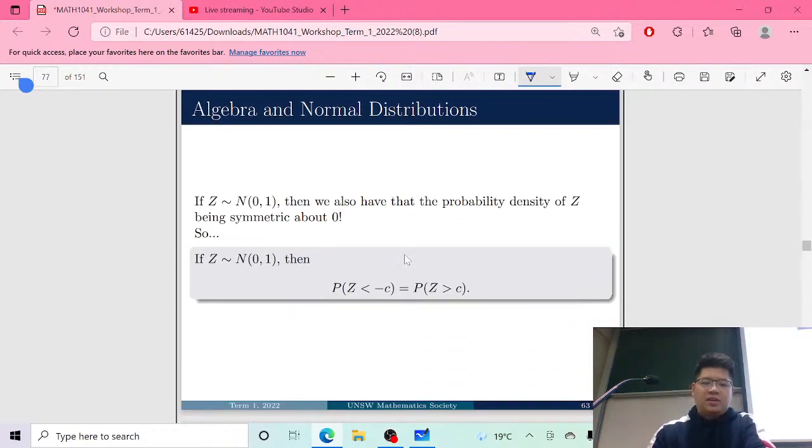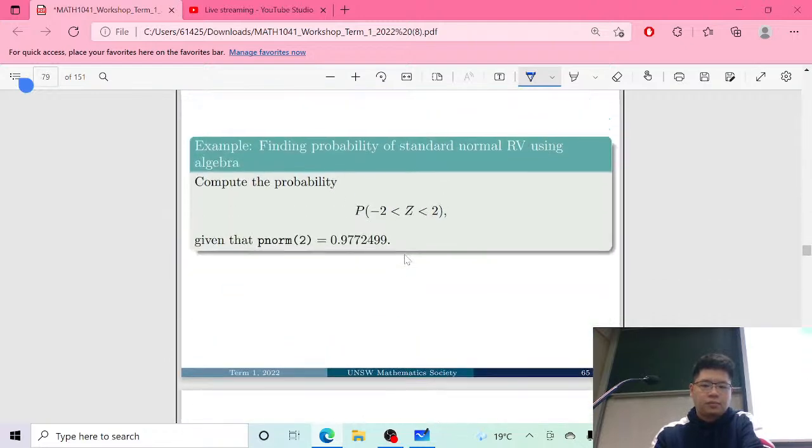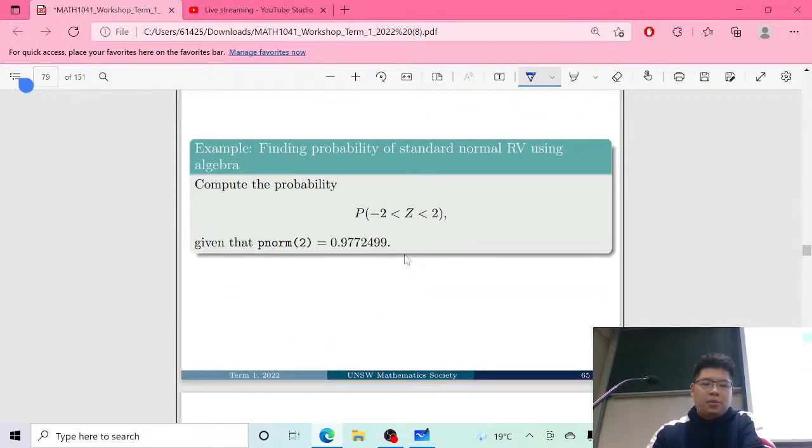And one more thing that's important about the normal distribution is that it's symmetric. This means that if you're looking over the normal distribution and you have c here and minus c, then these tail probabilities are the same. So let's see how we might apply that. Compute the probability that z is greater than minus 2 and less than 2.